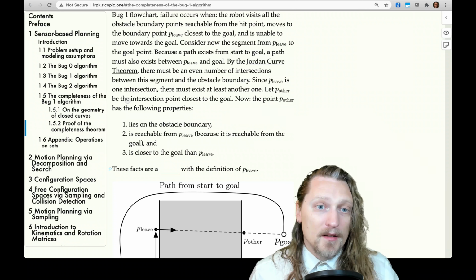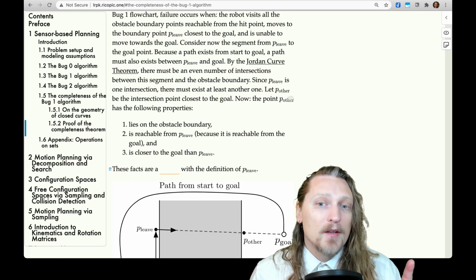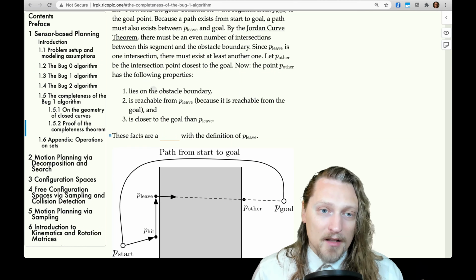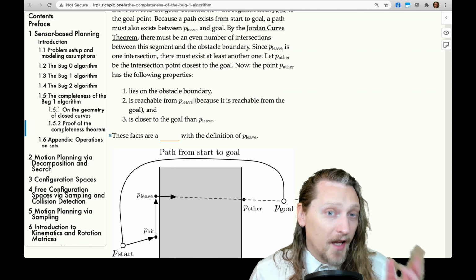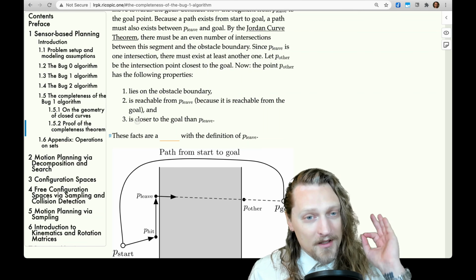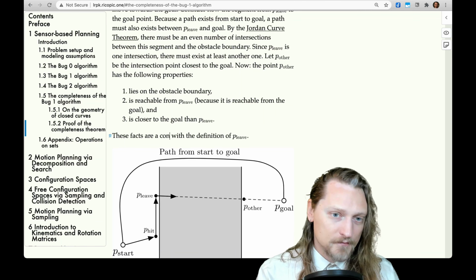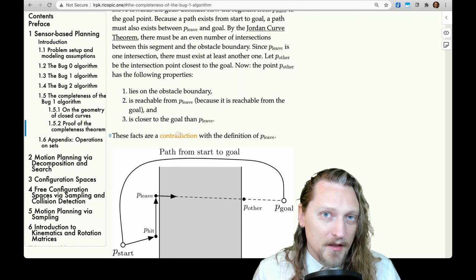Let P other be the intersection point closest to the goal. Now, the point P other has the following properties. One, it lies on the obstacle boundary. Two, it is reachable from P leave because it is reachable from the goal. And three, it's closer to the goal than P leave. These facts are together a contradiction with the definition of P leave.